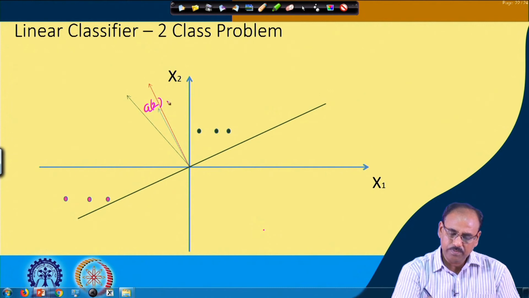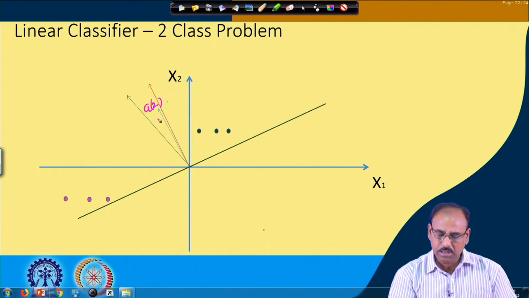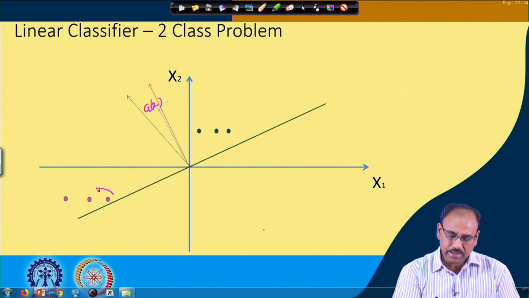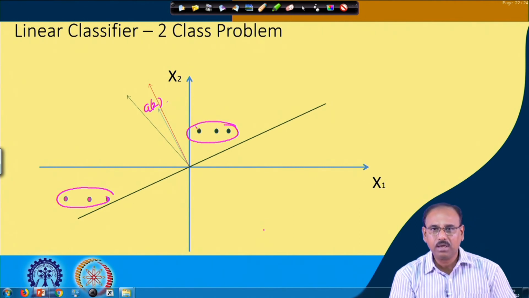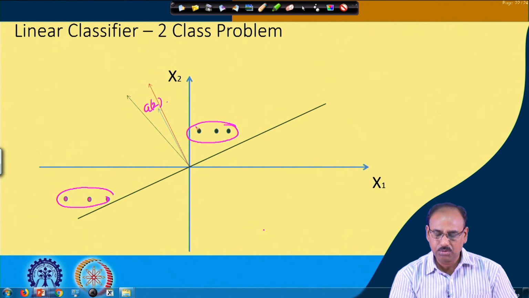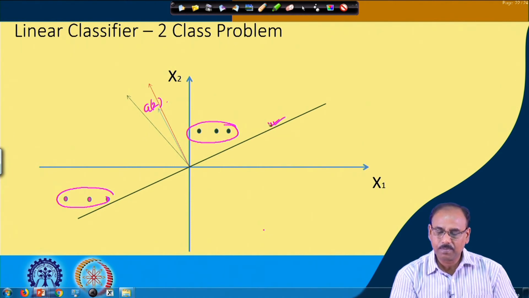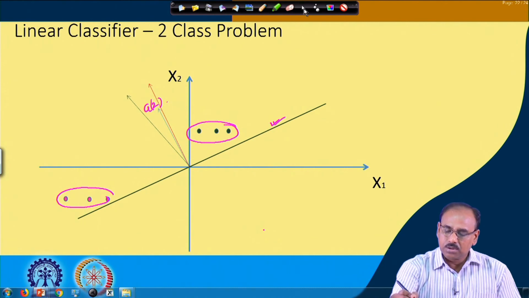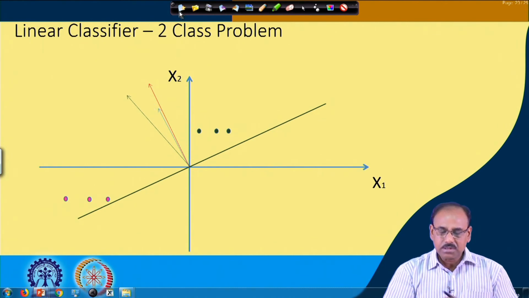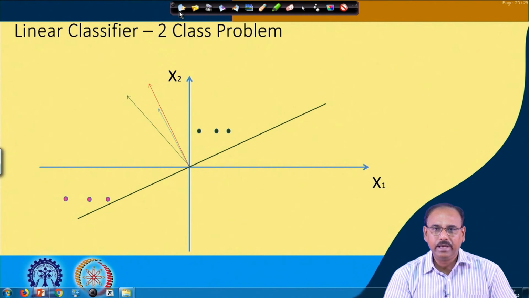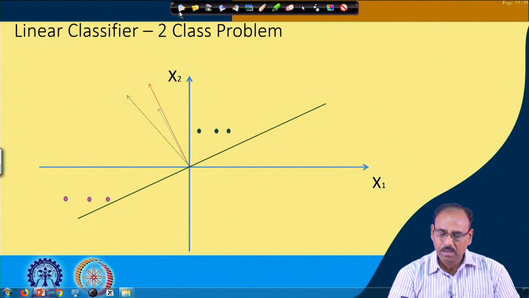and this is my A2. And as it falls within this solution region and it correctly classifies all the samples, whether they belong to class omega 1 or belong to class omega 2, I am satisfied with this solution vector. So, this is the approach for designing a linear classifier.